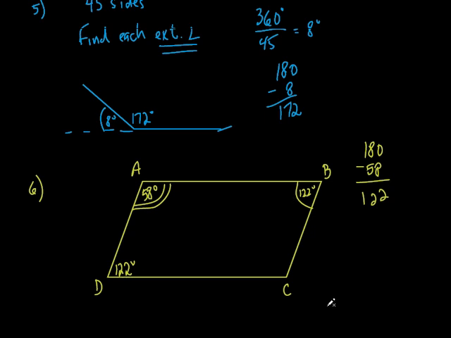Without doing any math whatsoever, what's angle C? 58. Same reason. Everybody got it? You only had to do math once, didn't you? To find this one. And then you could find this one, then you could find this one just knowing what's true about a parallelogram. All right? Good deal. Let's do number 11.